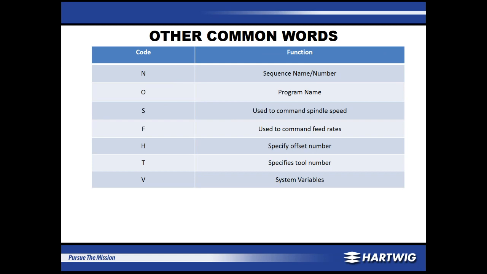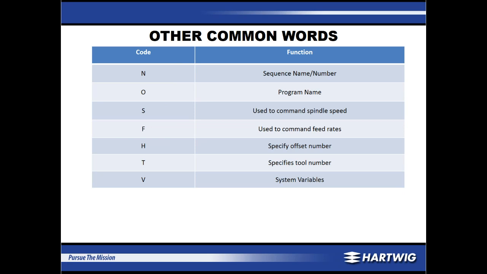Some other common words that we're going to encounter over the course of this webinar include the sequence name or line number, which starts with N. Anytime you use a sequence name or a line number, you're going to want to put that at the beginning of the line of code. If you try to put an N anywhere in the middle of the line of code, you're going to get an alarm.